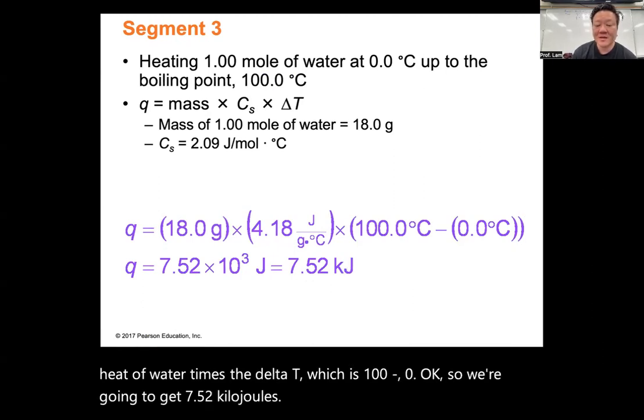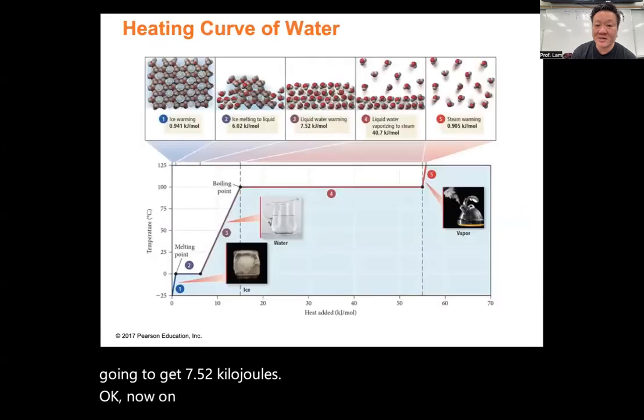Okay, now on to segment 4. Segment 4 is another flat.